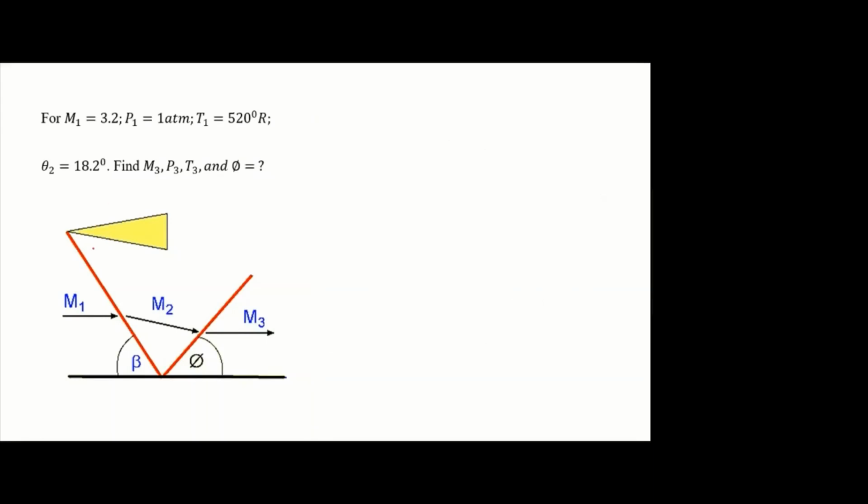Just we have incident shock, then reflected shock. So both are oblique shock waves. Everywhere the Mach number will be supersonic. Here it will be high, here it will be less. So this is a regular reflection. We know M1, P1, T1. We have to find the properties in station 3. Tell the procedure.